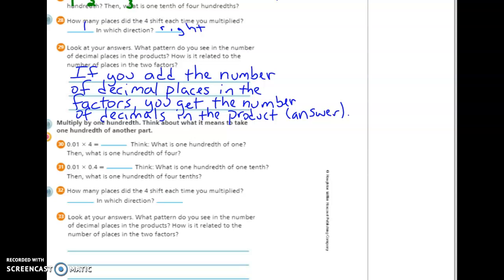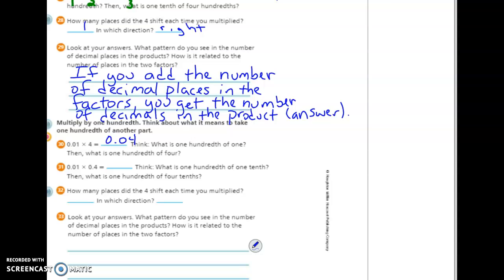All right. Moving on, number 30, they want us to figure out what 1/100th of 4 is. You could have done that before you even knew this lesson. So think about it: 1/100th of 1 would be 1/100th. So 1/100th of 4 would be 4/100ths, right?